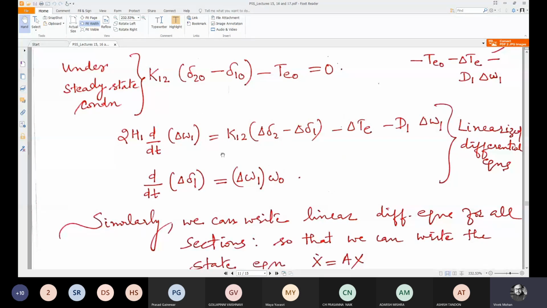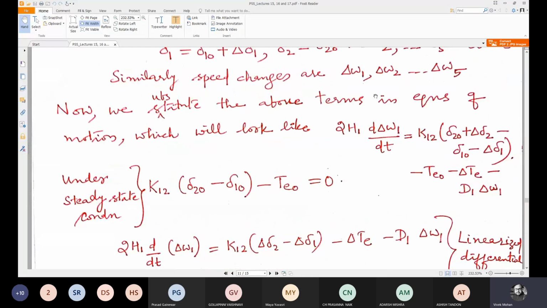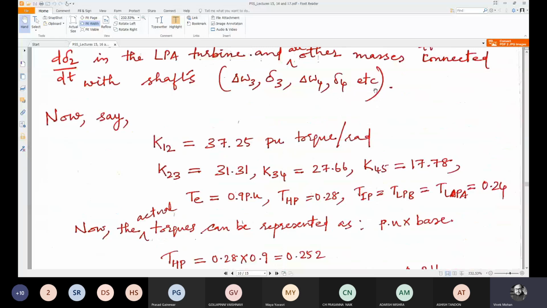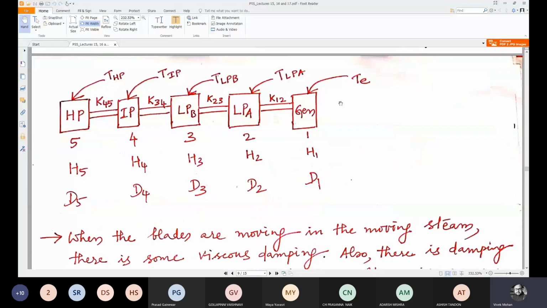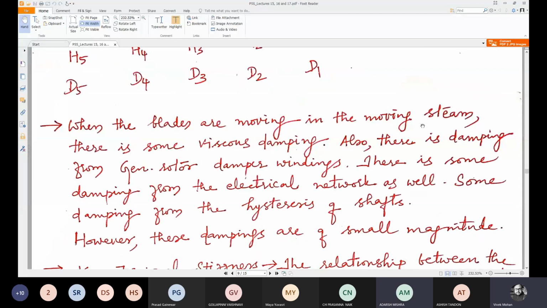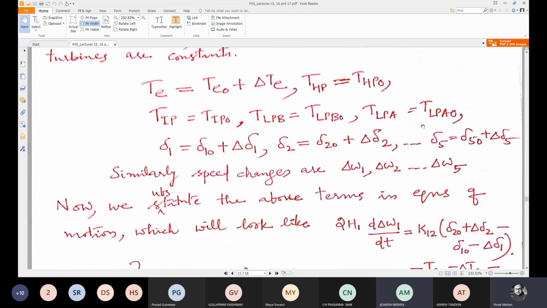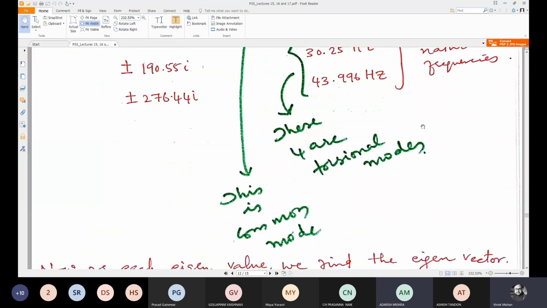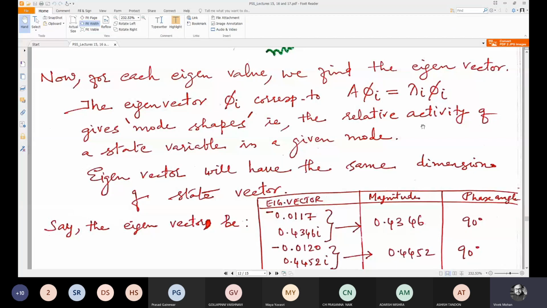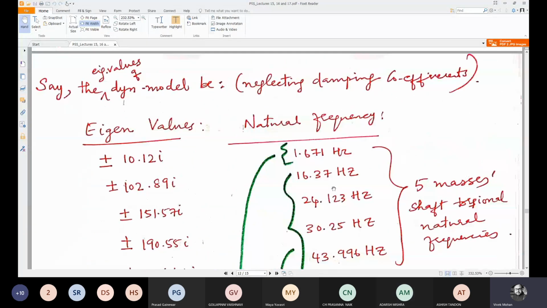Similarly, for all masses, it will become delta omega 2, delta delta 2, delta omega 3, delta delta 3. So how many state variables would be there for this system? How many masses and how many shafts are here? You see here, we have 5 masses, right? And how many shafts? 1, 2, 3, and 4. These omega and delta should be written for all masses, so 5 into 2, right? So 10 state variables would be there.